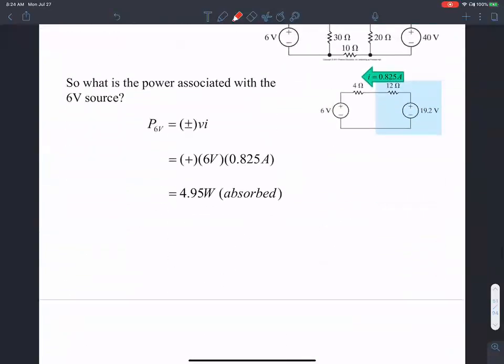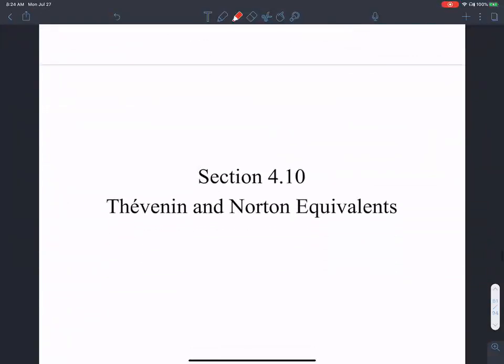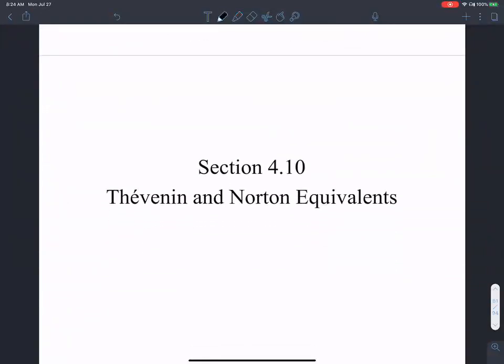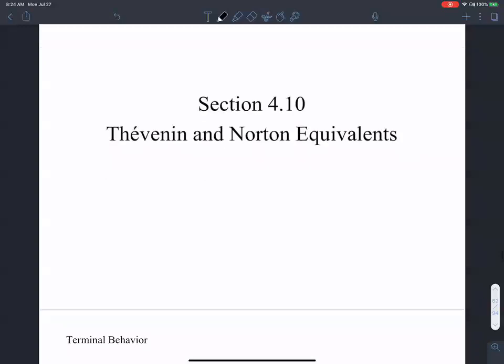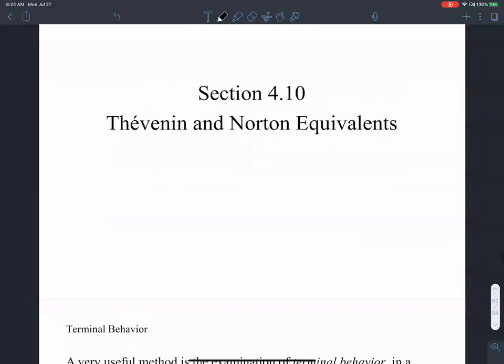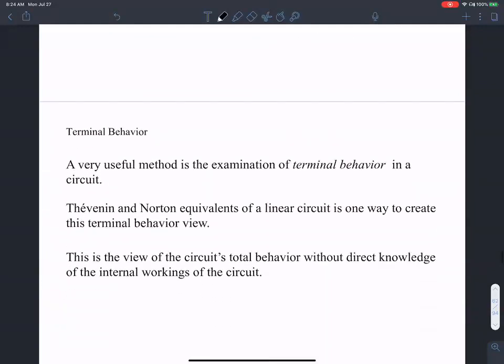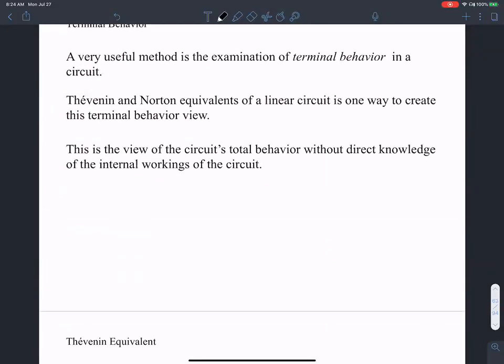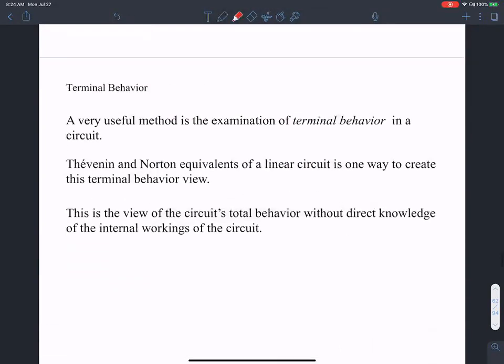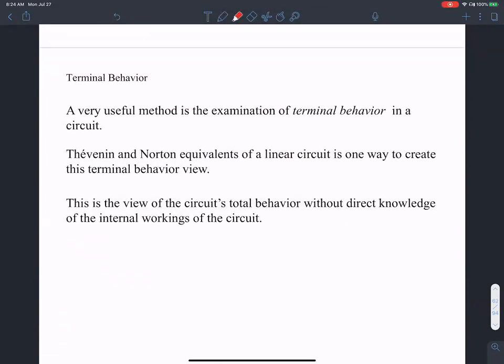Now, we're going to add more techniques. So far, we looked at source transformation. Now, we are going to look at a new technique called Thevenin and Norton equivalent. Okay, Thevenin's and Norton equivalent. So this is a very useful method. The Thevenin's and Norton equivalent circuit is a very useful method in examining the terminal behavior of a circuit.